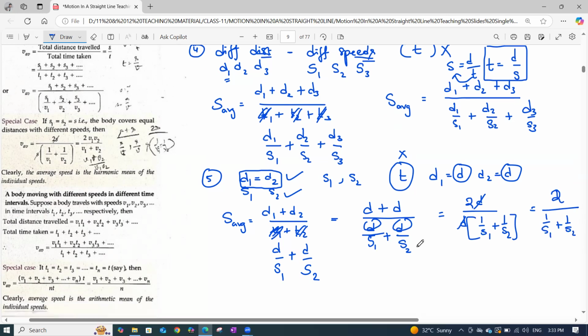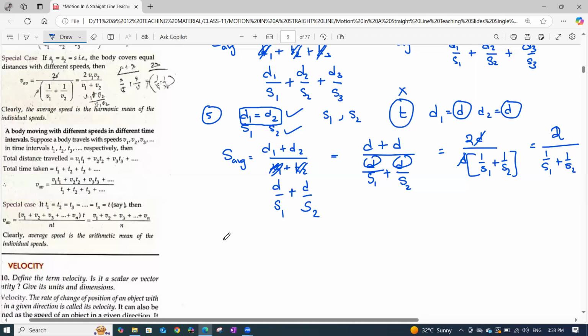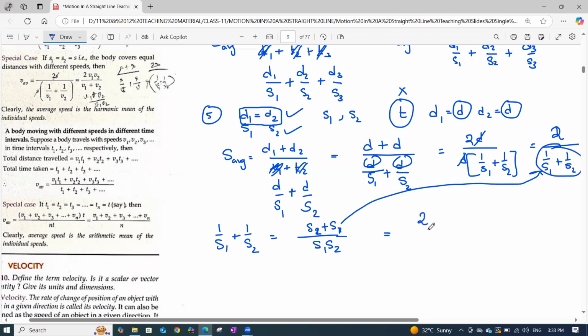Now for 1 by s1 plus 1 by s2, you can take the LCM. The LCM is s1 s2, and the numerator is s1 plus s2, or s2 plus s1; both are the same. Substitute this here. We get in the numerator 2, upon s1 plus s2 over s1 s2. If you send this entire denominator over, it becomes s1 s2 multiplied with 2 by s1 plus s2.